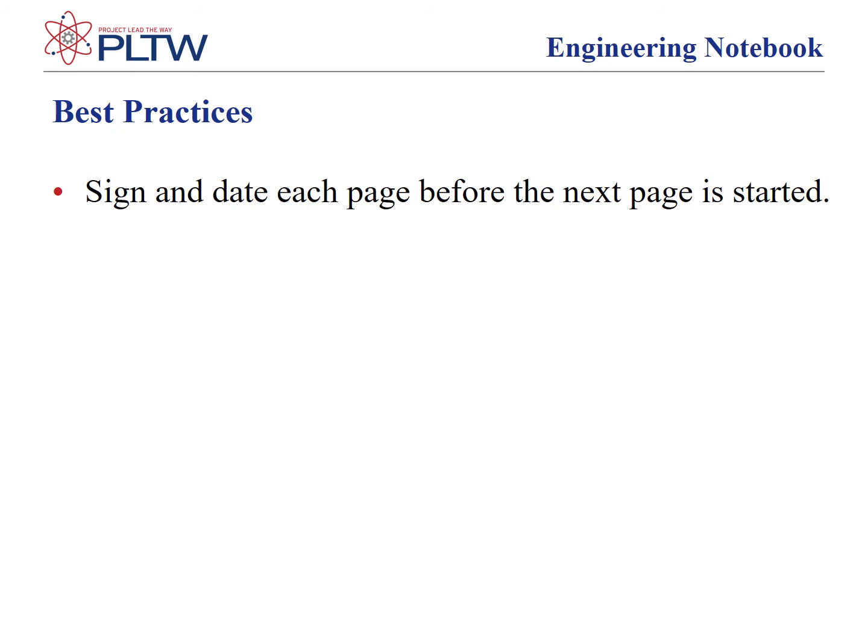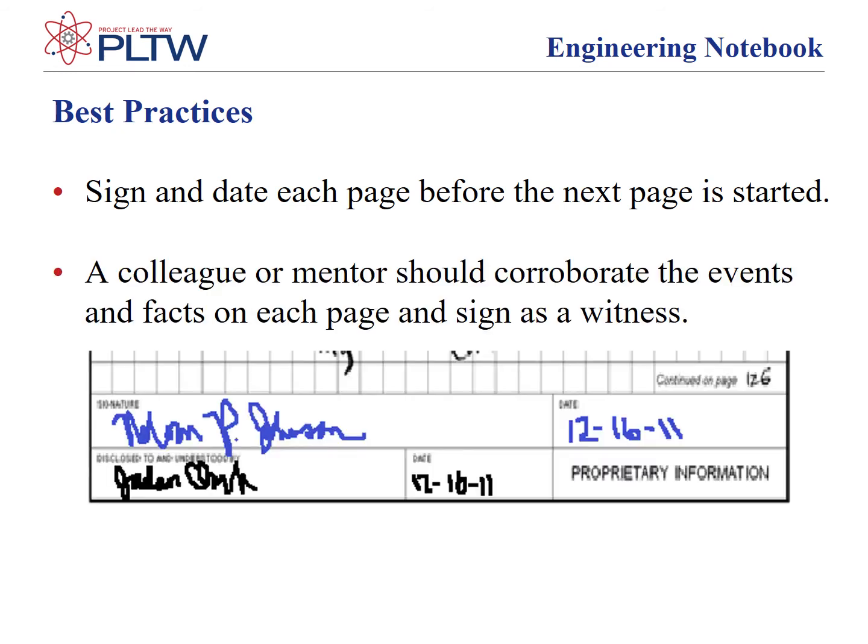Sign and date each page before the next page is started. Again, this doesn't always occur, but a colleague or mentor should corroborate the events or facts on each page and sign as a witness. Again, you may not do this in every circumstance, but in some circumstances this may be done. You need to store the notebook in a very safe place so that it cannot be altered or changed by anyone other than yourself.